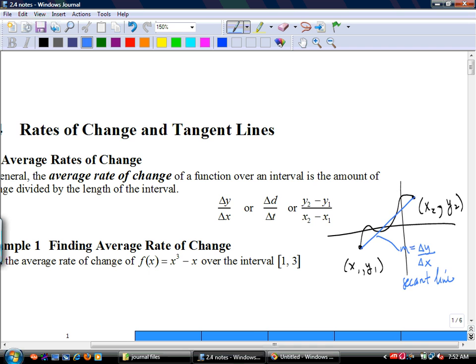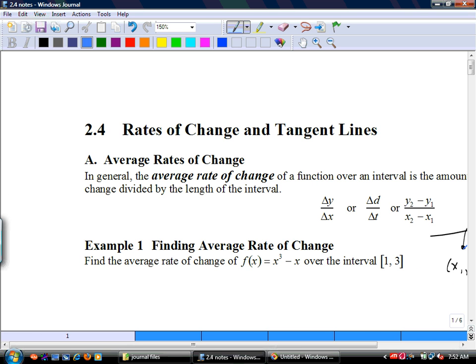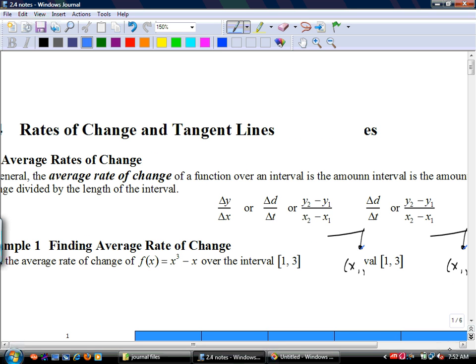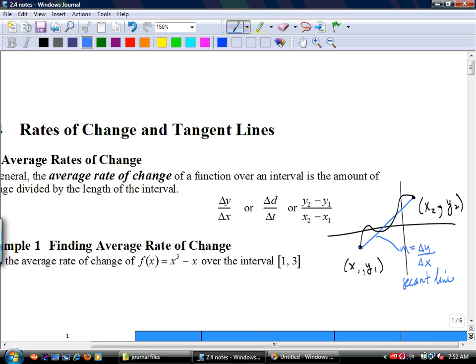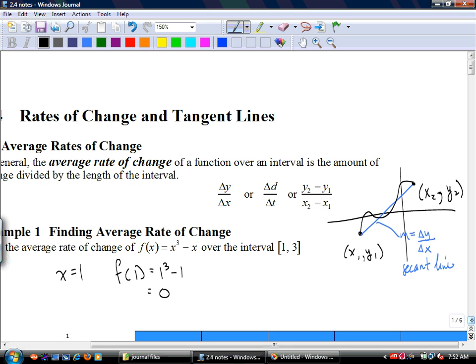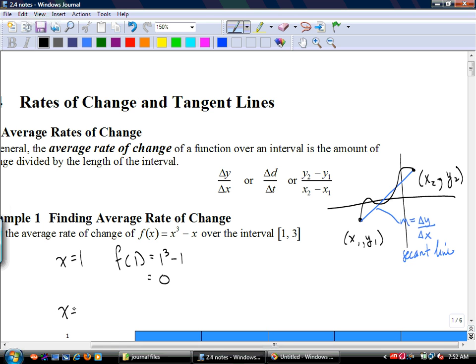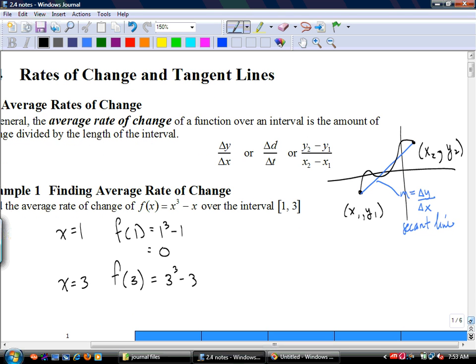Okay. So find the average rate of change over the interval 1 to 3. What I would like you to do is to find the 2 y values. So when x is 1, what's y? When x is 3, what's y? Zero. When x is 3, 27 minus 3 is 24.